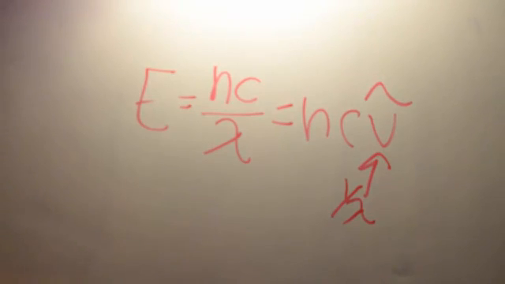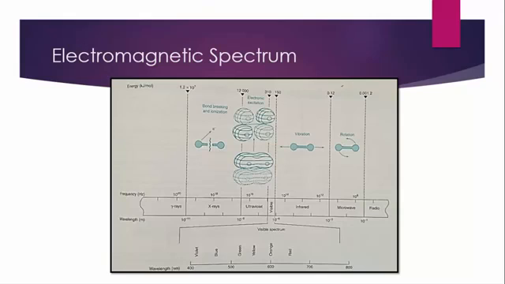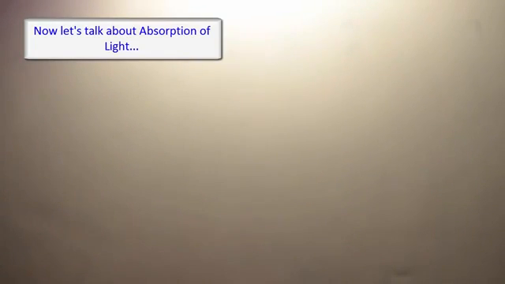And this can all be observed on an electromagnetic spectrum because it shows all the ranges of wavelengths and frequencies of electromagnetic radiation, and we, as humans, can only see a very small part of that, the visible light. So now that we understand what light is, what happens when a molecule absorbs a photon?